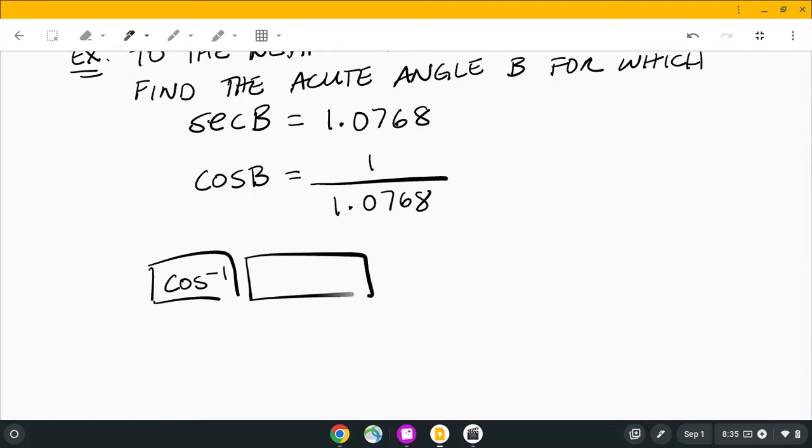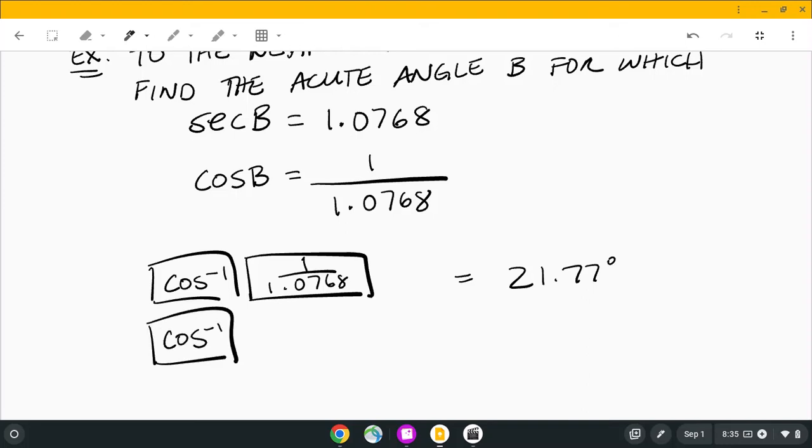Do cosine inverse of 1 over 1.0768. Remember, a fraction is like division, so do 1 divided by 1.0768. Keep that all in parentheses because you're taking the cosine inverse of all of that. If you're not getting 21.77 degrees, then make sure you're using parentheses. So make sure you're doing cosine inverse of 1 divided by that.